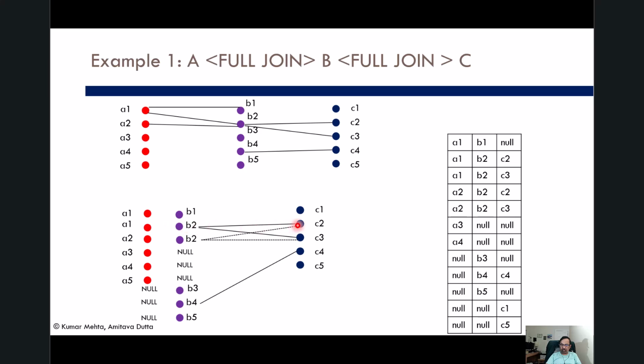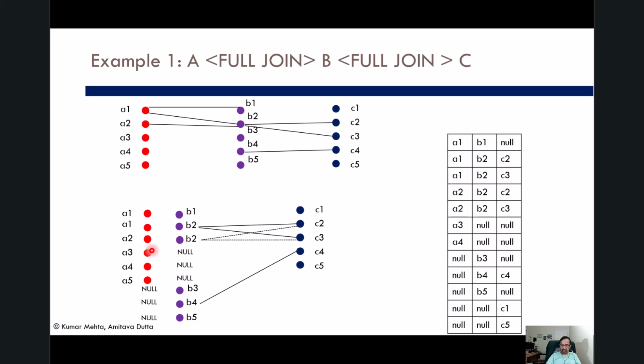It matches C2, isn't it? You see this line over here. So here I have A1, B2, C2. Now B2 also matches C3, isn't it? You can see this line over here. So in the output, I will show A1, B2, C3. Here is A1, B2, C3.